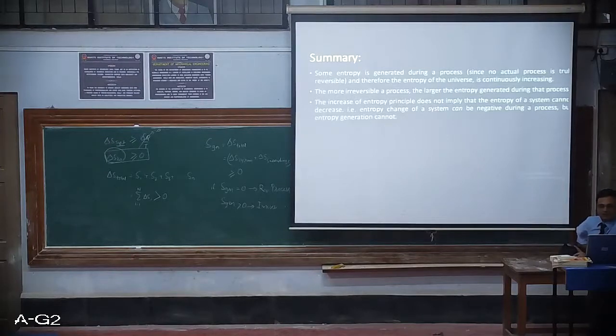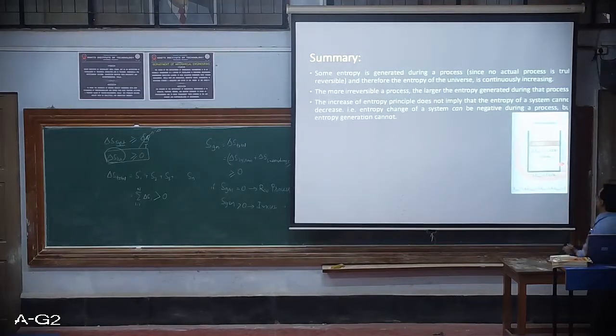during a process, but entropy generation cannot be, because entropy generation doesn't depend on the end states, it depends on the process. If the process is irreversible, it is always a positive quantity. In a limiting case, if a process is reversible, then it is equal to 0, but it cannot be negative. Whereas the entropy change of a system can be negative.